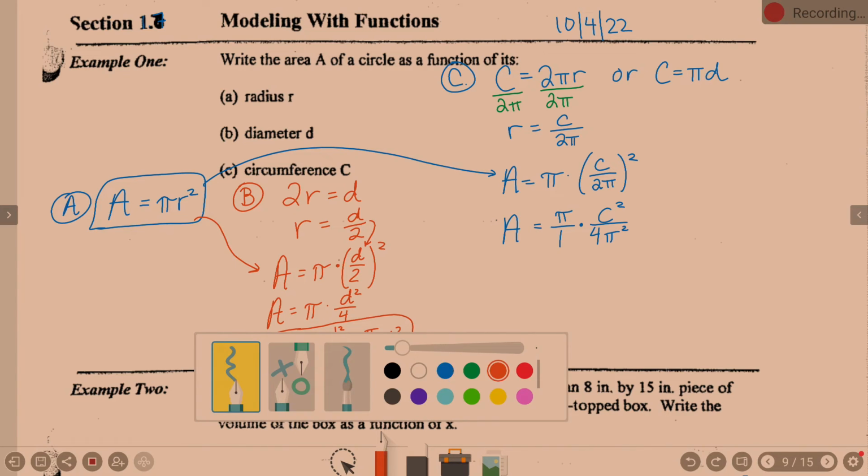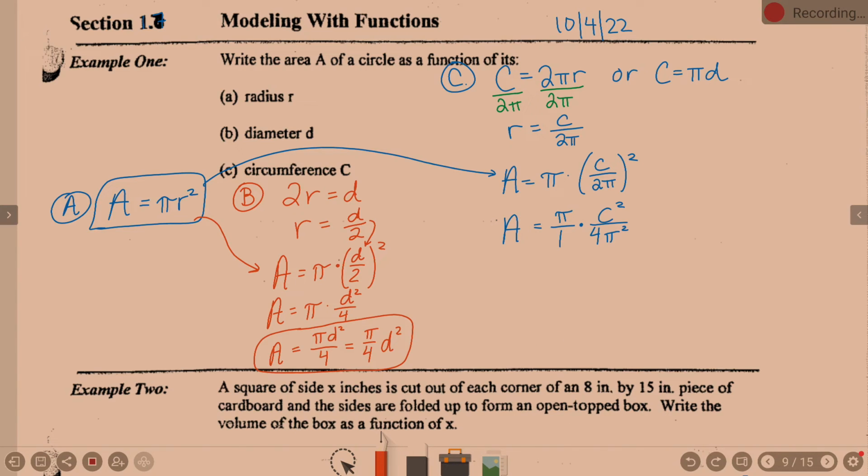What can I clean up here? Pi. 1 pi on top can cancel with one of the pi's on bottom, so I'm just going to cancel out the exponent, if you will. Because of a pi squared, one of them cancels, we're left with pi. So I could write this as c squared over 4 pi. Interesting. Is that how I wrote it in my answer? Yeah. Interesting.